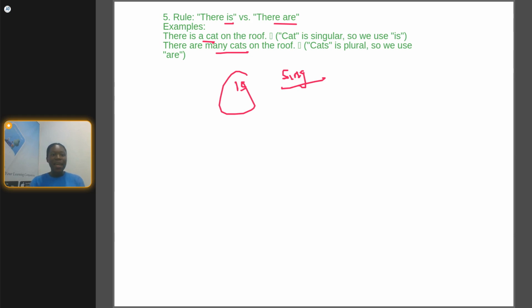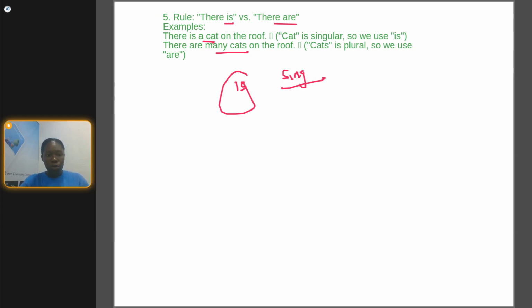So there is a bag on the table. There are two bags on the table. There are many bags on the table. There is a book with the teacher. There are many books with the teacher. So there is for singular subject and there are for plural subject. All right, that's for rule 5.